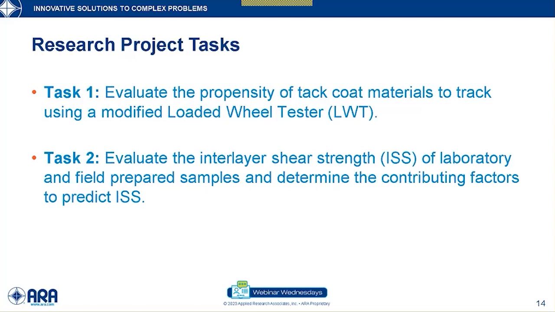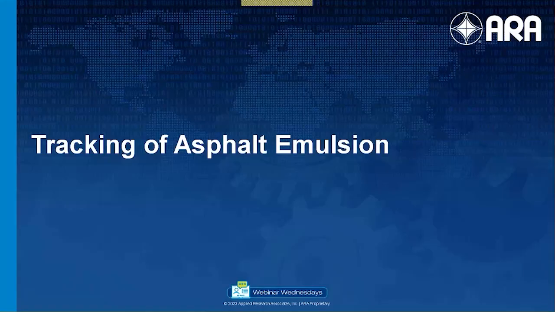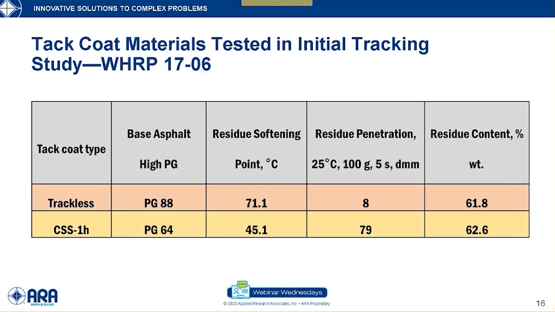As I said, this whole webinar is broadly divided into two tasks. At first, I will discuss how I use a newly proposed test called the loaded wheel test, LWT, to evaluate the tracking propensity of tack coat. And in the second task, I will show how the interlayer shear strength of lab prepared samples helps to determine the contributing factors behind the bond strength, the interlayer shear strength test, that's ISS. So let's move into the first part of this webinar, the tracking of asphalt emulsion.